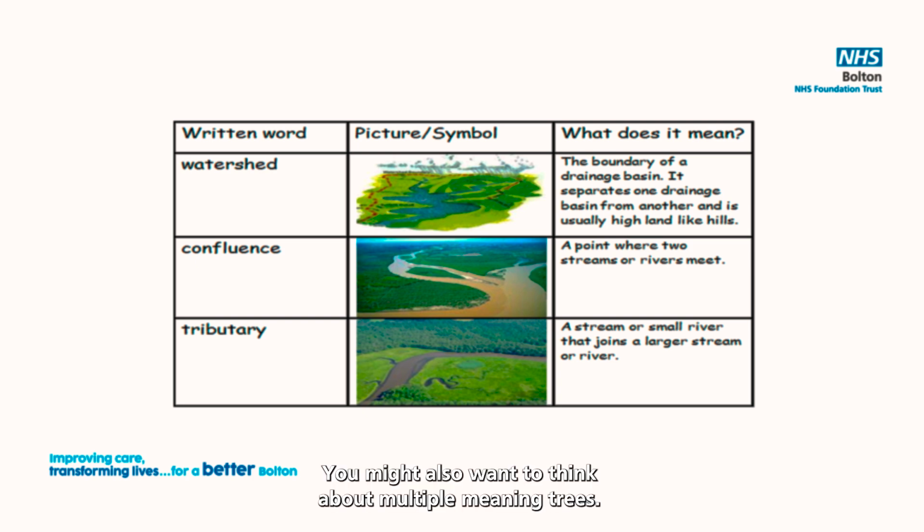You might also want to think about multiple meaning trees. For example, the word here has two meanings. You could be talking about an instruction, such as come here, but you also might be talking about listening using your ears. You can have the word written in both forms to show that it is spelled differently and include the definition below. You might want to include a glossary at the end of a vocabulary file so that it's easy for a child to look back at words that they have learned recently.